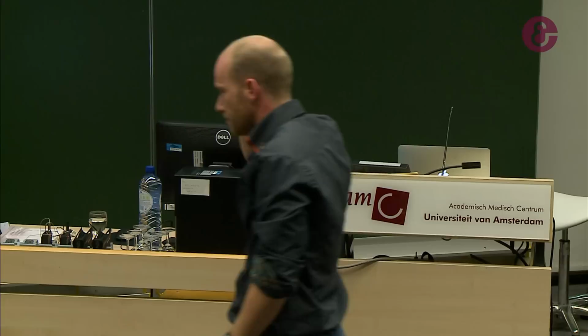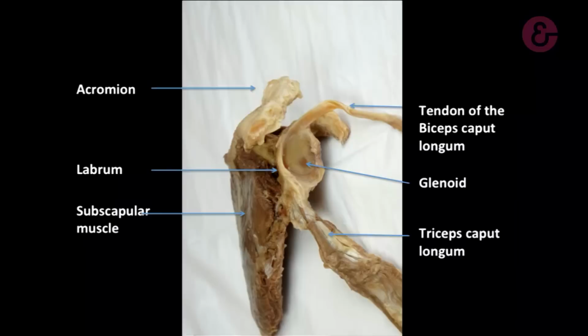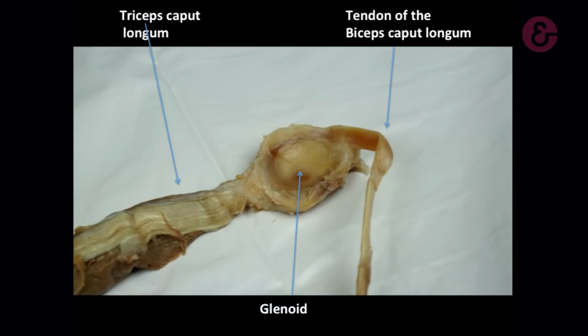I made some dissections of the labrum, of the glenoid, because I was especially interested in all this literature describing the separate structures. And I was like, okay, let's check out if this is true. So this is a separated scapula with the infraspinatus muscle, not subscapular, excuse me. The acromion, the triceps, the glenoid, the tendon of the biceps, and the labrum. A closer look: I took away the glenoid from the scapula, so I dissected otherwise than regularly. So still we have the glenoid, the tendon, and the tendon of the biceps. Then I took away the glenoid.